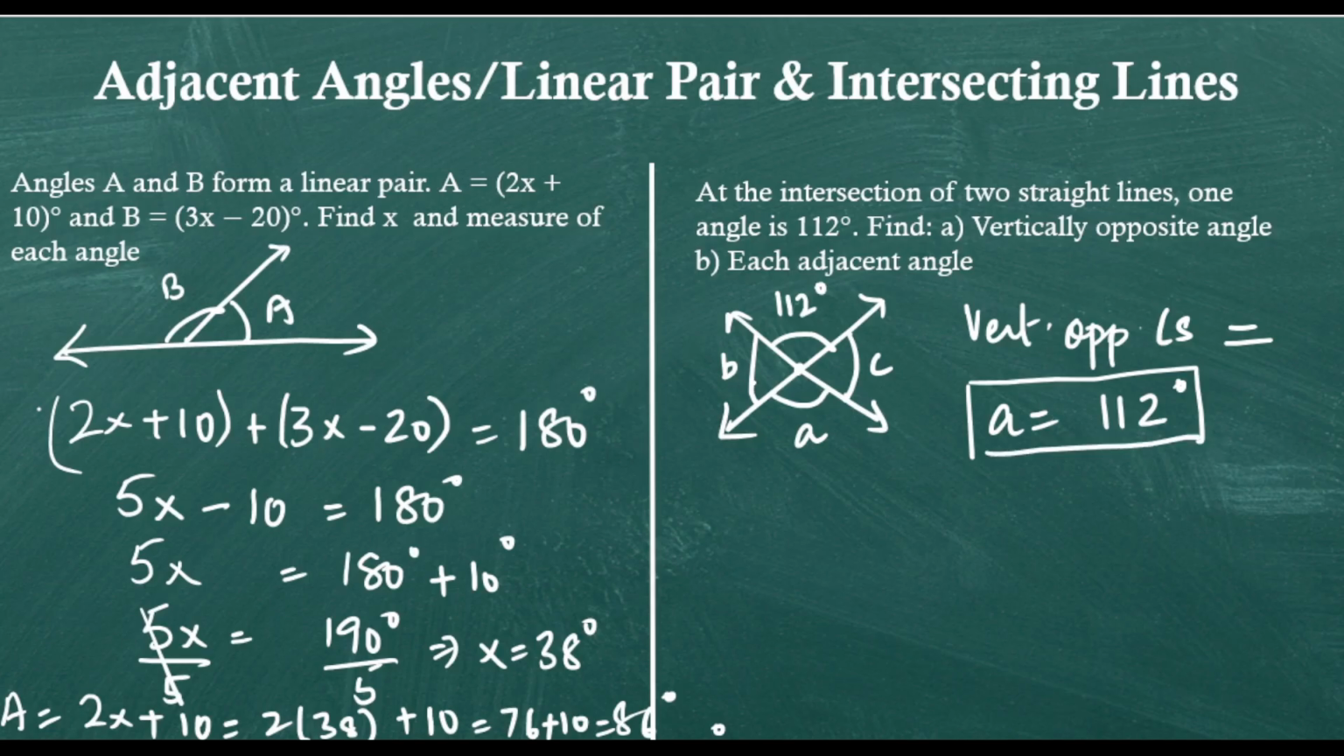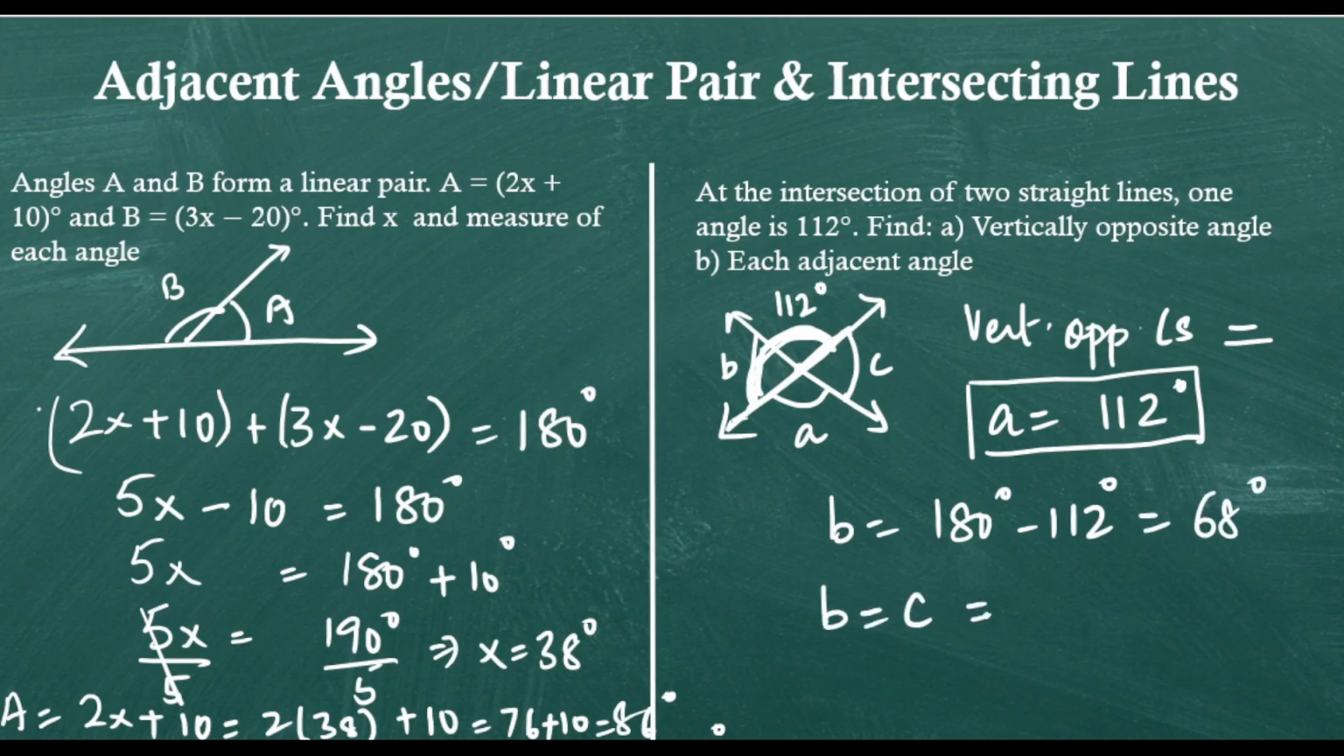Now we need to find out B and C. You can clearly see that B and 112, these two angles, are forming a linear pair. So their sum would be equal to 180. So B will be equal to 180 degrees minus 112 degrees, which will give us 68 degrees. Now B and C are vertically opposite angles, so the value of C is also equal to 68 degrees. So A is 112, B is 68 and C is also 68.